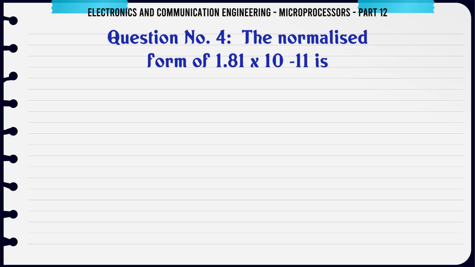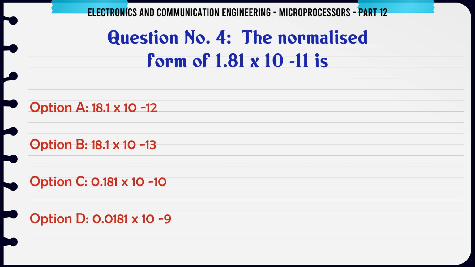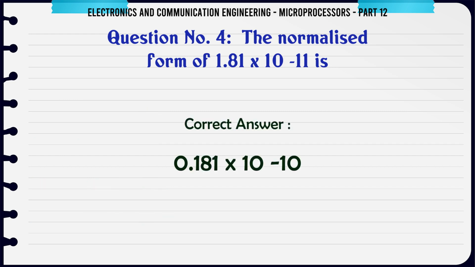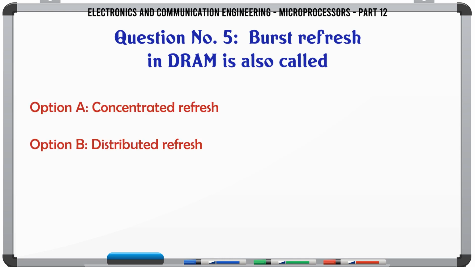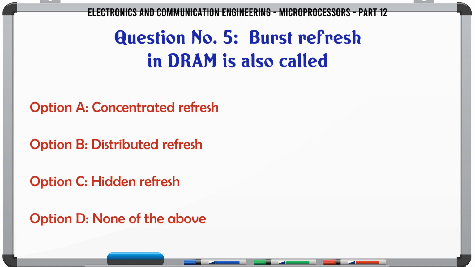The normalized form of 1.81 x 10^11 is A: 18.1 x 10^12, B: 18.1 x 10^13, C: 0.181 x 10^10, D: 0.0181 x 10^9. The correct answer is 0.181 x 10^10.